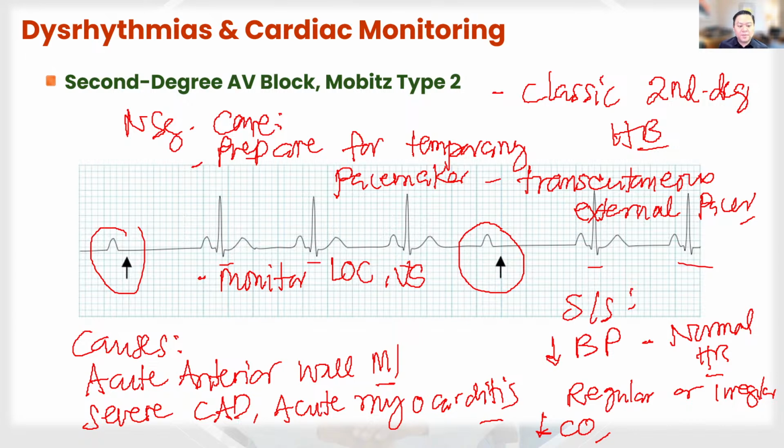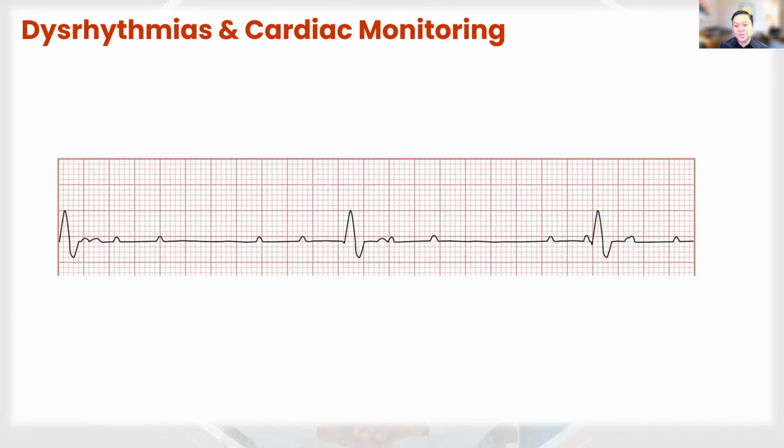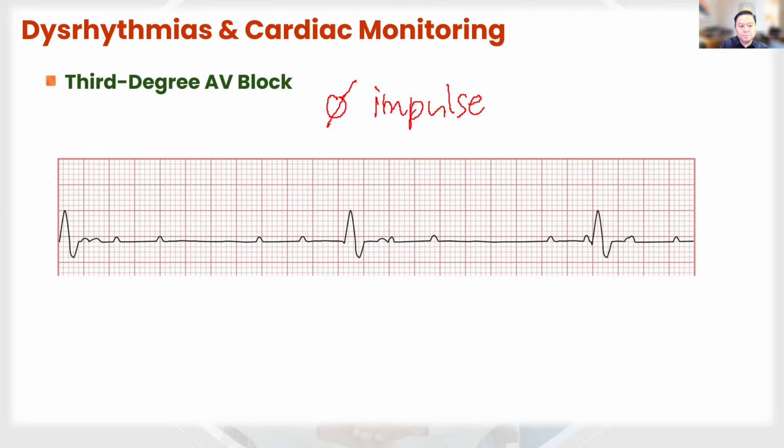Now we're going to talk about the next heart block here, which is the third-degree heart block. So what is this third-degree AV block? So basically the patient now has a complete heart block, and this is going to be the result of no impulse being conducted from the atria to the ventricles. So again, there is no more impulse conduction from the atria to the ventricles.